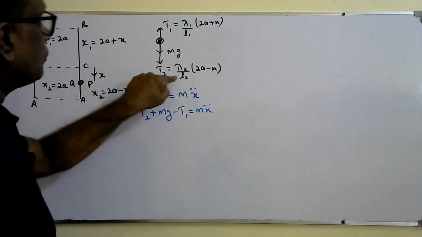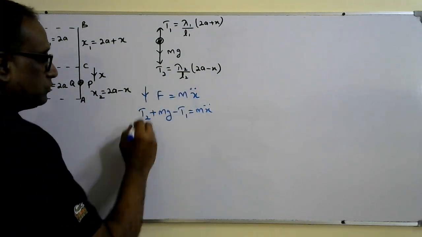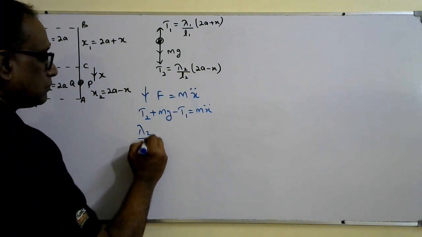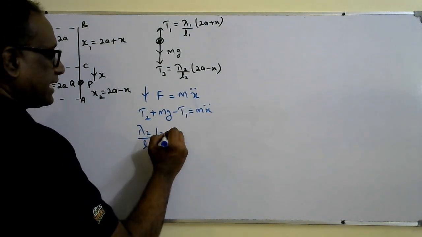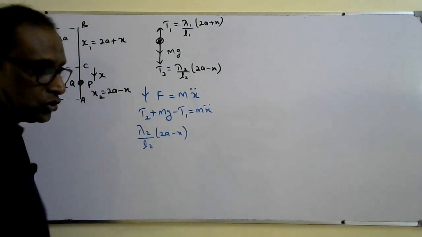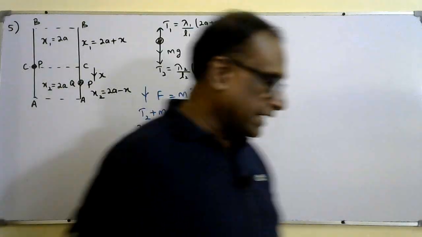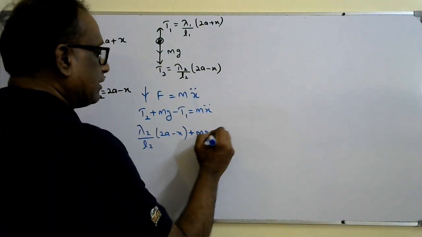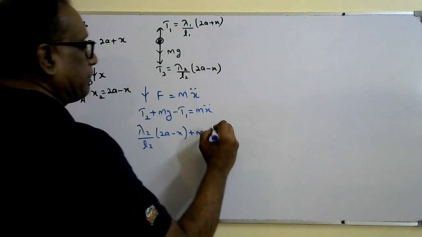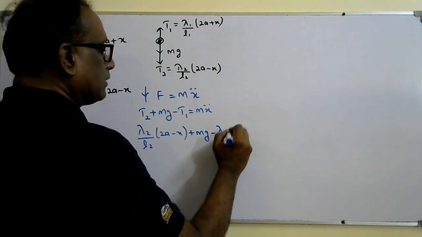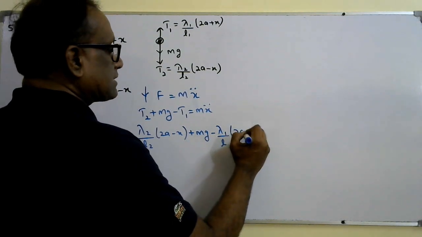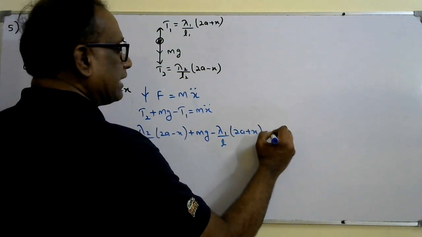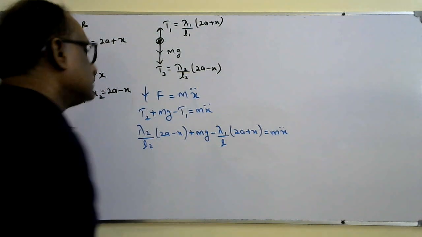T2, what is T2? Lambda 2 over L2, 2a minus x. Plus mg minus T1, what is it? Lambda 1 over L1, 2a plus x, equals m x double dot.